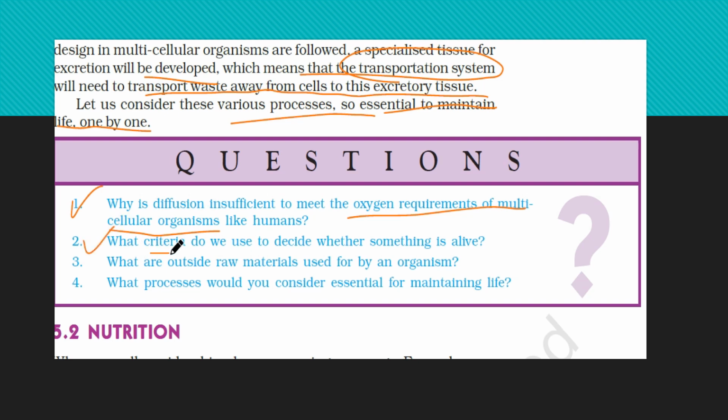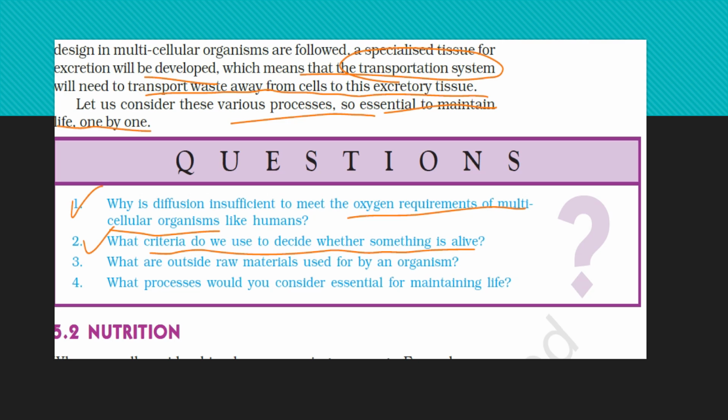Now, what criteria do we use to decide whether something is alive or not? First of all, we said there are many criteria, but the first one is that we should see whether a person, animal or organism is breathing or not. Many criteria are there: breathing, growth, and things externally visible.